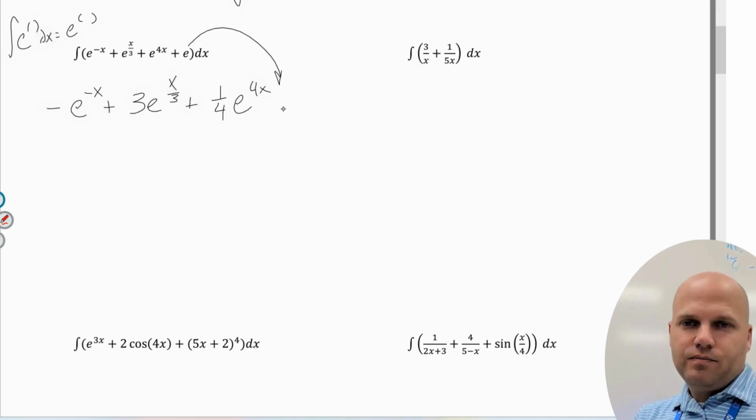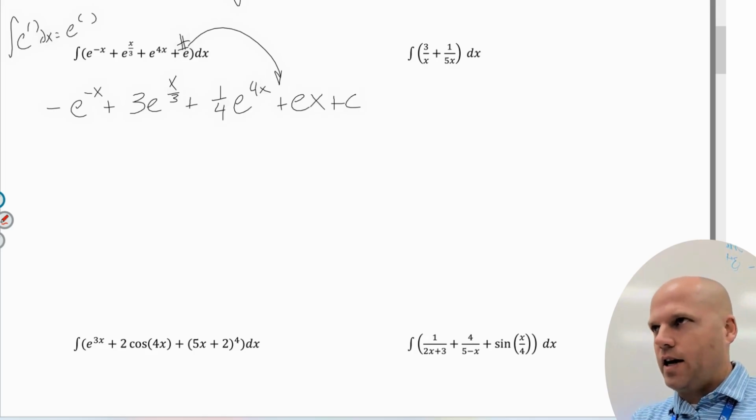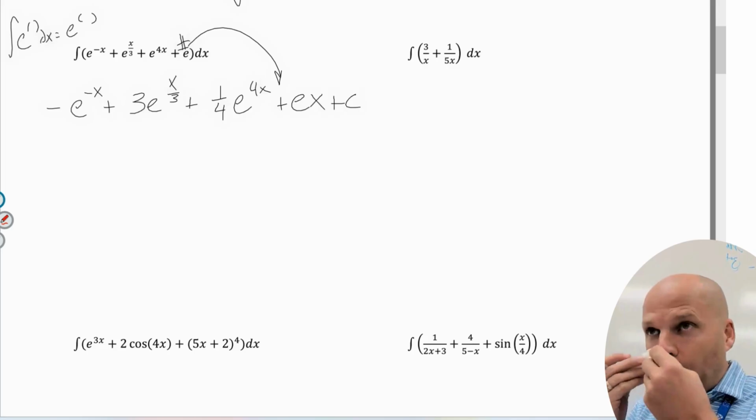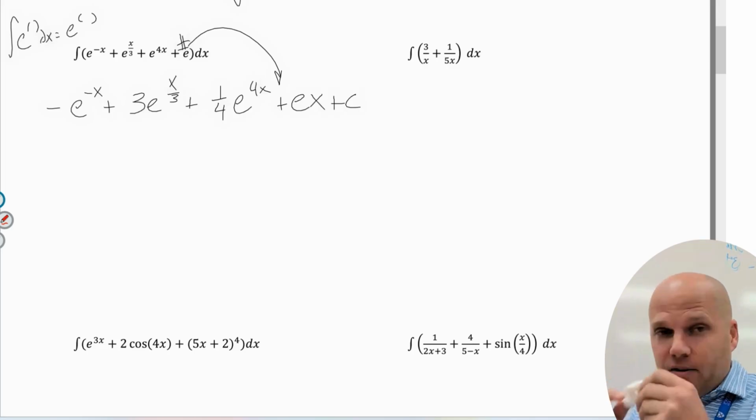Now this is a good one. This shows up on your test. e is just a number. The antiderivative of just e is ex. It's not e to the x. e to the x is a function whose antiderivative and derivative is e to the x. e is just a number. Okay, so don't get confused by that.